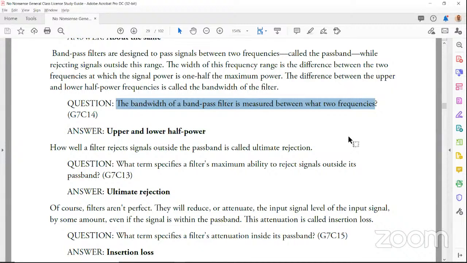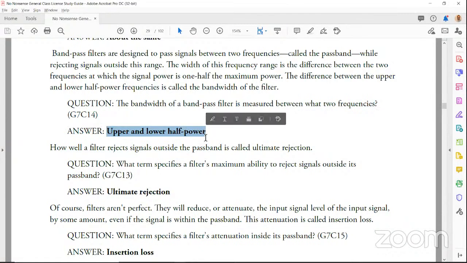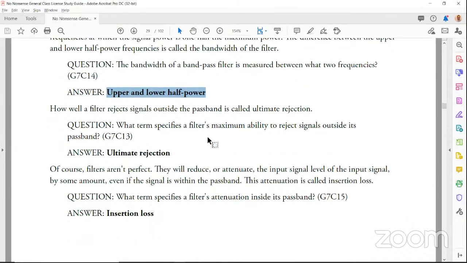Next question in the question pool. The bandwidth of a band-pass filter is measured between what two frequencies? Let's dissect. So we are talking here about a bandpass filter, right? Not a low-pass filter, a bandpass filter. So what they're asking us is, the bandwidth is measured between what two frequencies? And if you remember the diagram for the bandpass filter, we measure the frequencies at the points where it's minus 3 dB, which is the halfway point. So those two halfway points are considered the upper and the lower half power points. So that's the answer: the upper and lower half power points or frequencies.